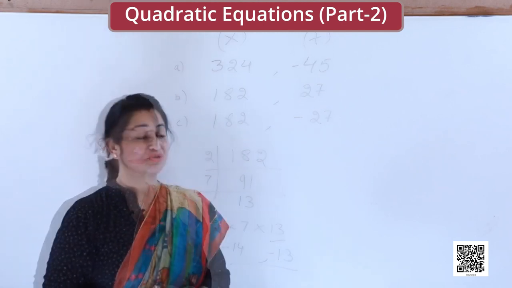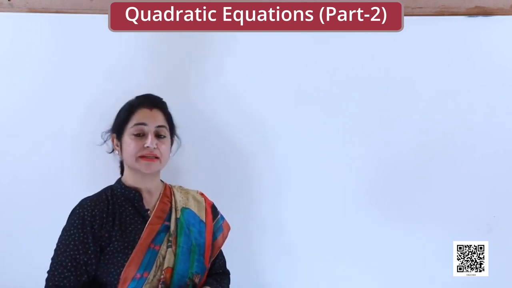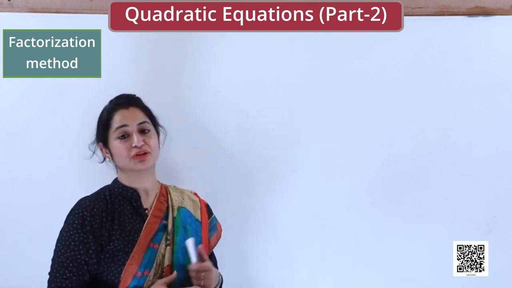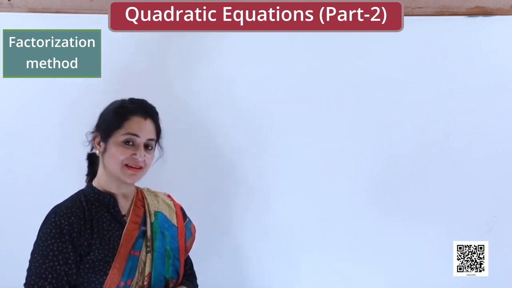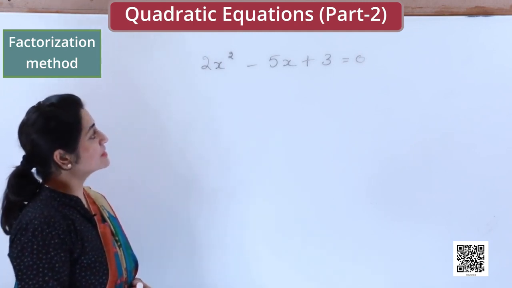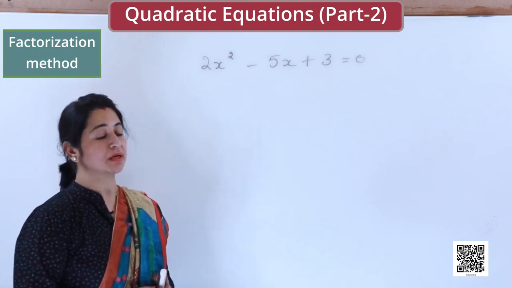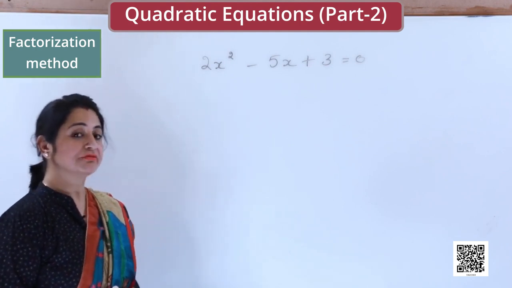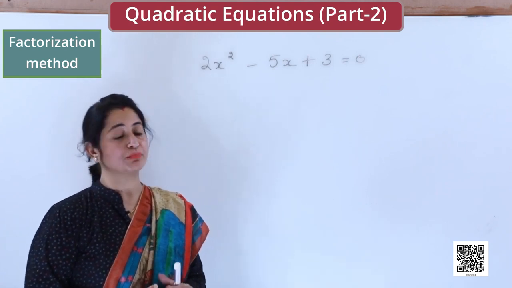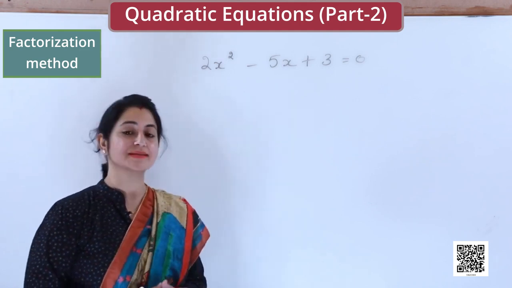Let's move further. So now we are ready to look at the first method of solving these equations. It is called the factorization method. Now if you are able to do this, then you will be able to use this method also. So let's start. Our first equation is this: 2x squared minus 5x plus 3 equals 0. We need to solve it. That means we need to find its roots. Here one thing you must know is that finding the zeros of a polynomial or finding the roots of an equation is one and the same thing.